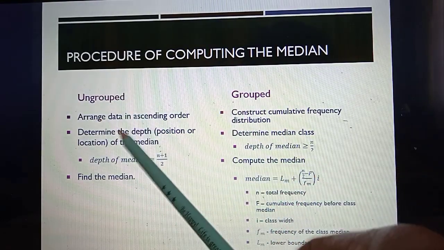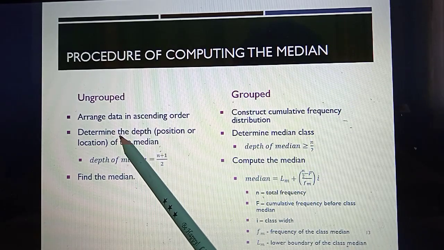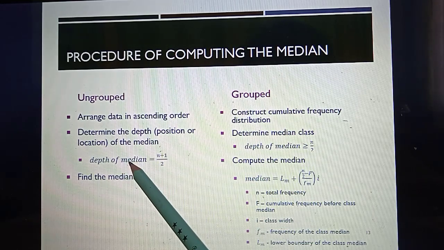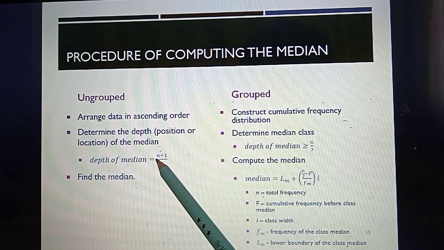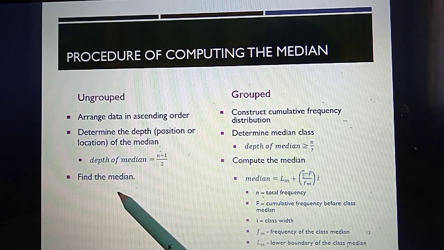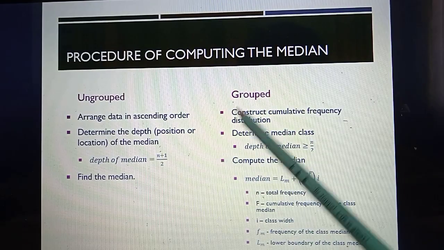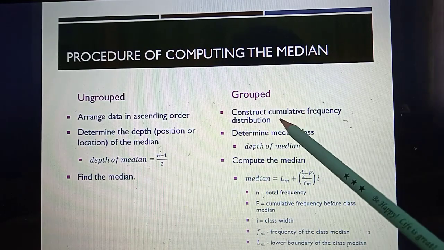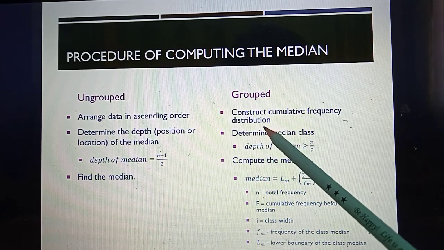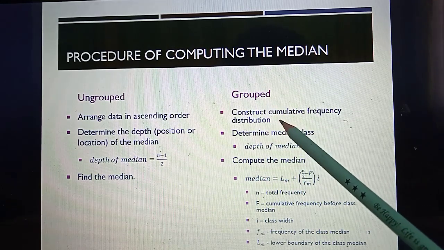Okay, for ungrouped data, we need to arrange data in ascending order and then determine the depth of the median. The depth of the median is given by the size of the sample plus 1 divided by 2. So that will be the median. For grouped data, we need to construct a cumulative frequency distribution. Cumulative frequency distribution ni adalah hasil tambah untuk frequency bagi setiap kelas.